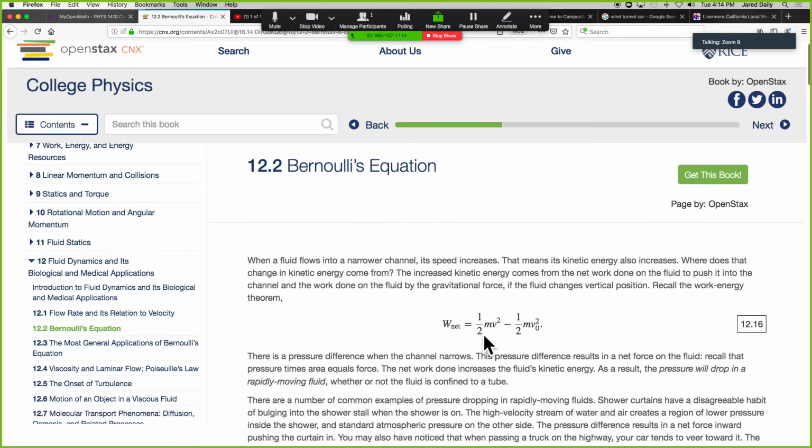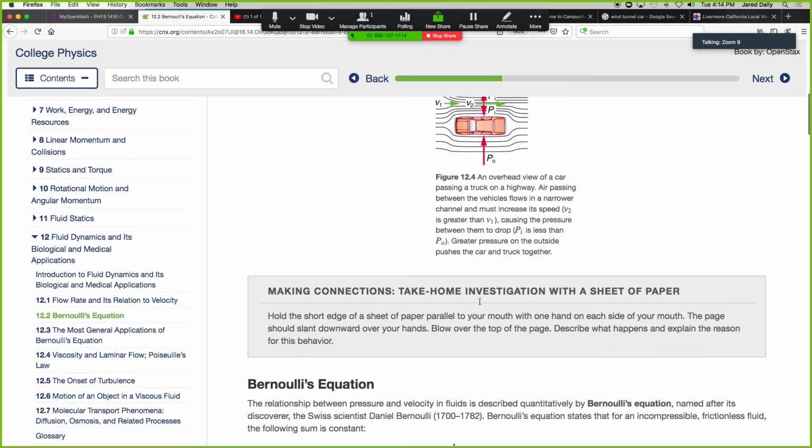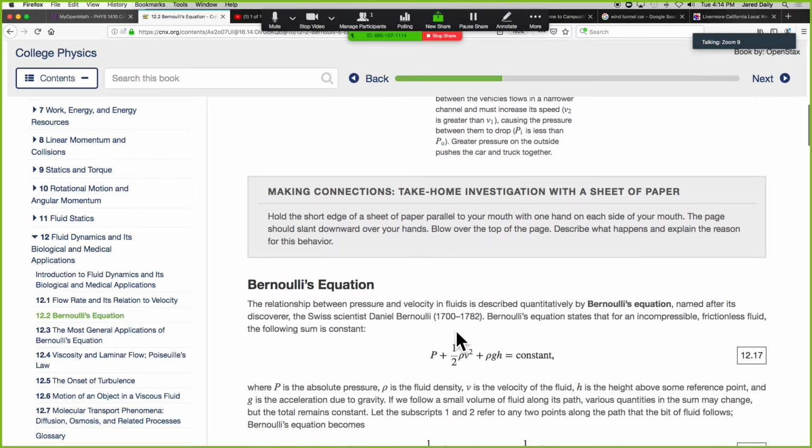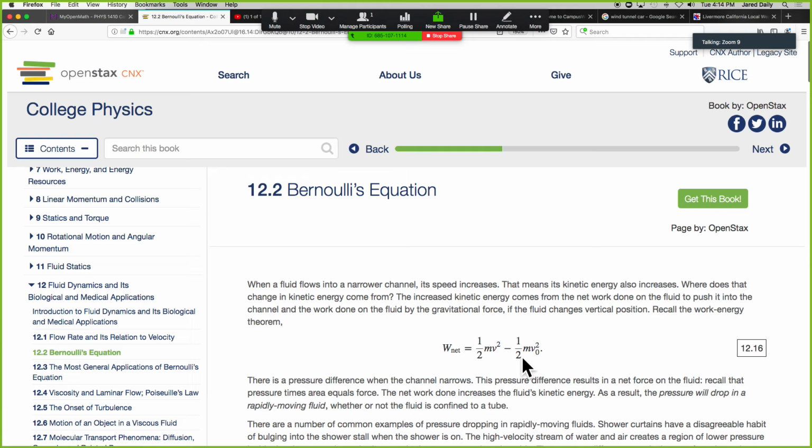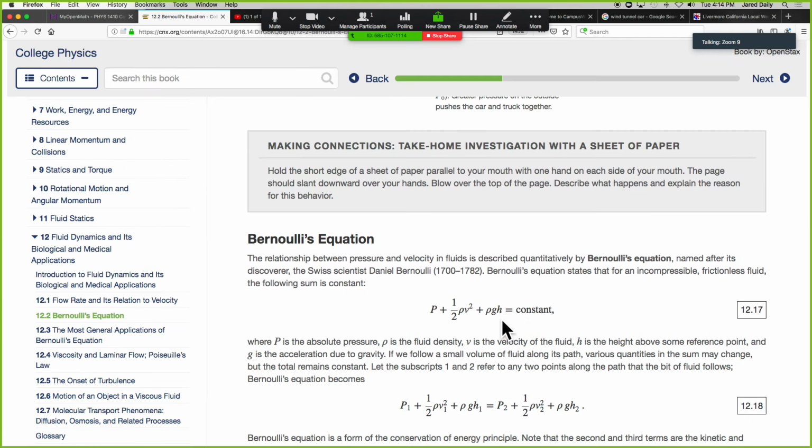Well, that looks like 1/2 mv squared. And it is related to kinetic energy. It is not exactly the kinetic energy. It's missing something. It's actually missing the volume of the fluid that's moving. But that's actually more convenient here. Then we have a rho gh, which is a lot like potential energy. In fact, it is related to the potential energy of the fluid.